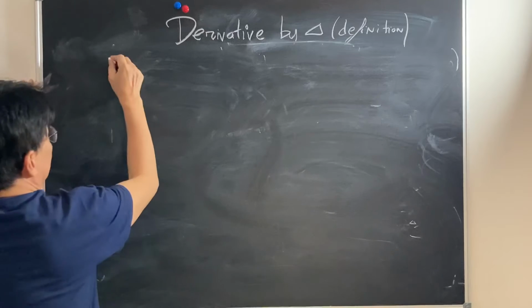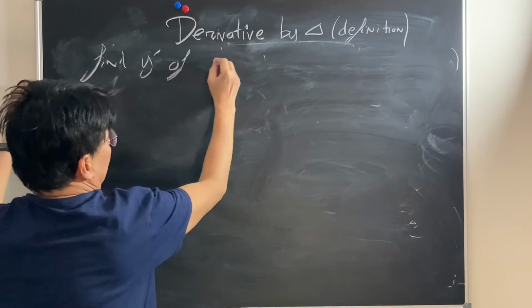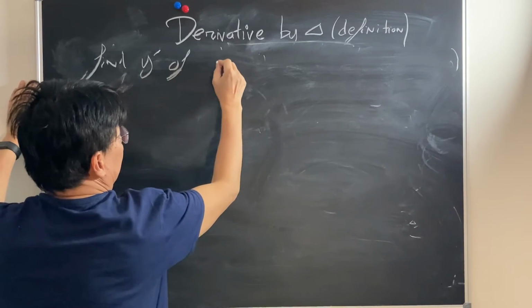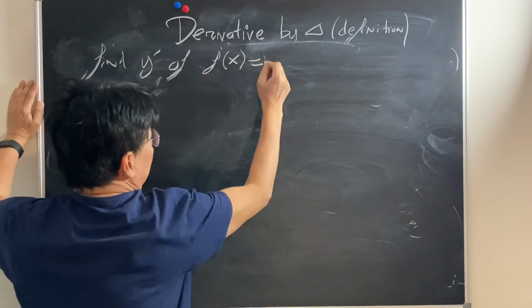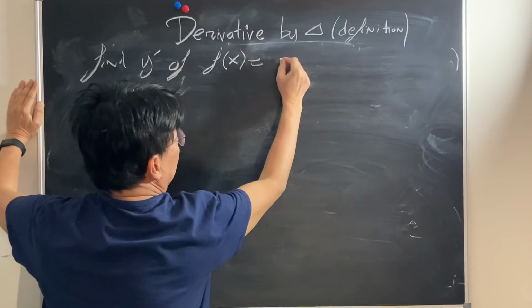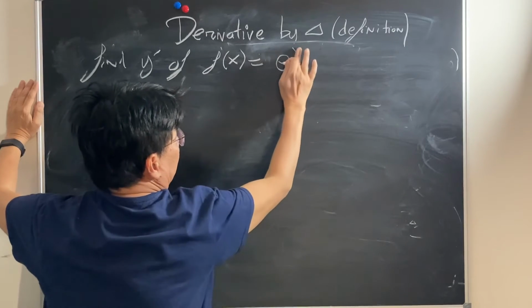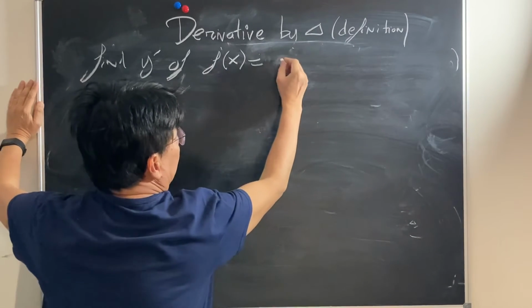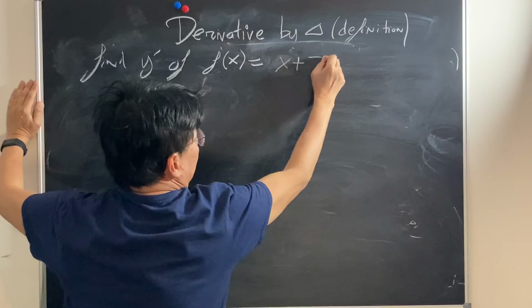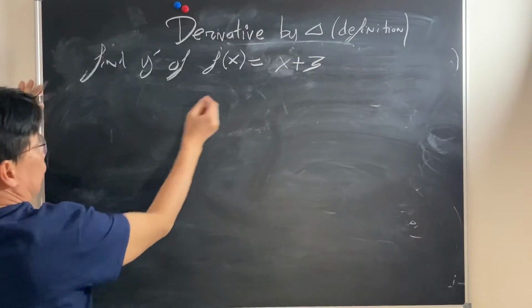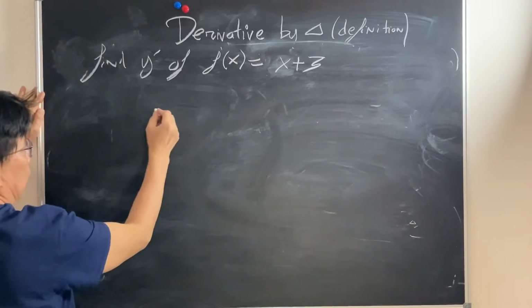So let's find the derivative of y of, f of s equal, let's say, s plus 3. Okay, so we apply the delta method. So now we apply the delta method.